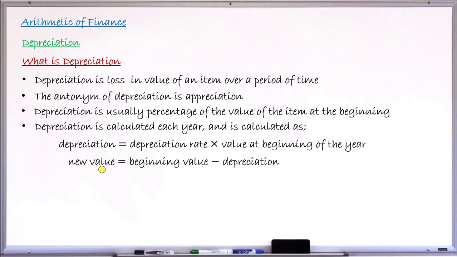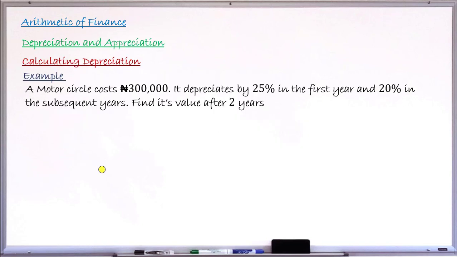So let's move on and take an example. Example number one: a motorcycle costs 300,000 naira, and that motorcycle depreciates by 25% in the very first year and 20% in the subsequent years. The question asked is to find the value of this motorcycle after 2 years. Solution to this problem.